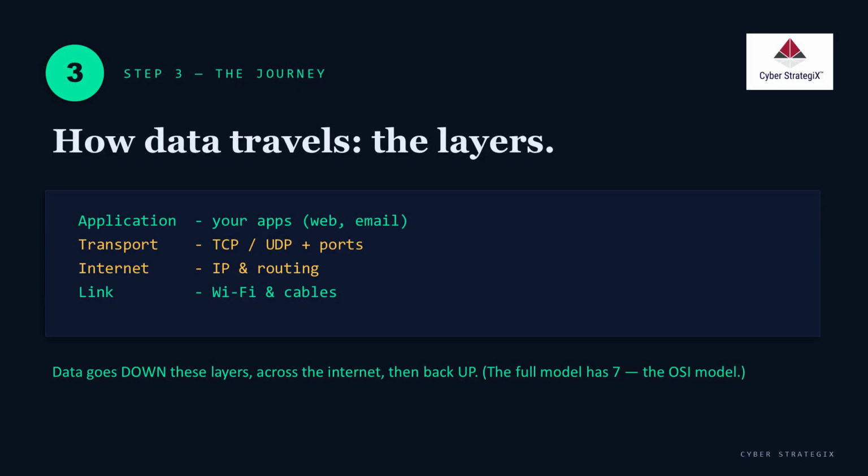Networking is organized into layers, which sounds scary but is actually helpful. Here's the simple version. At the top, the application layer: your apps, like a web browser. Below that, transport, which uses TCP or UDP and those ports we mentioned. Then the internet layer, where IP addresses and routing live. And at the bottom, the link layer, the actual Wi-Fi or cables. Data travels down these layers on your device, across the internet, and back up on the other side. The full academic version is the 7-layer OSI model, worth knowing later. But this 4-layer picture is enough to start.